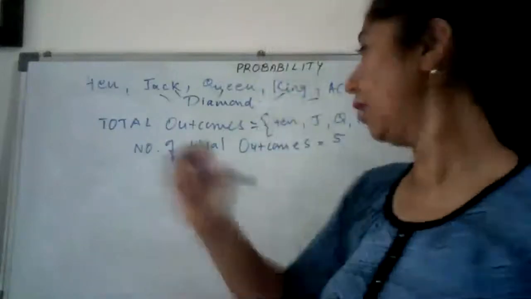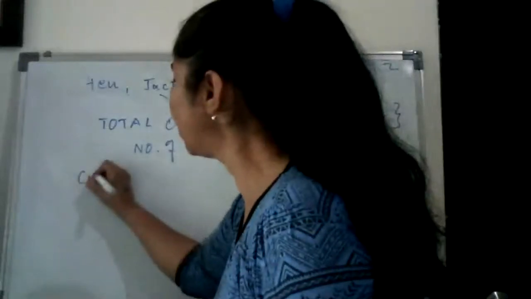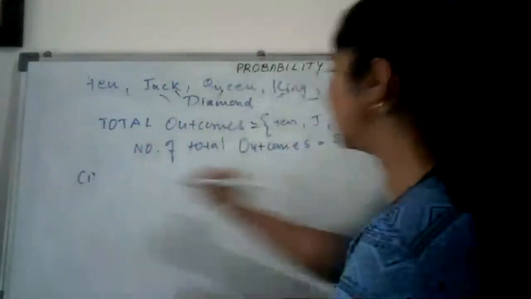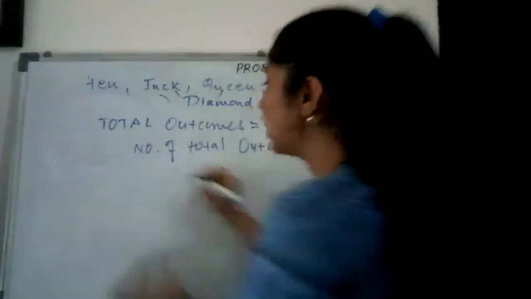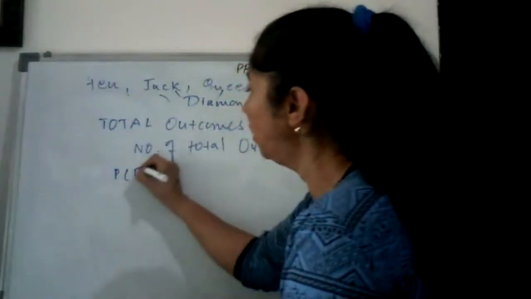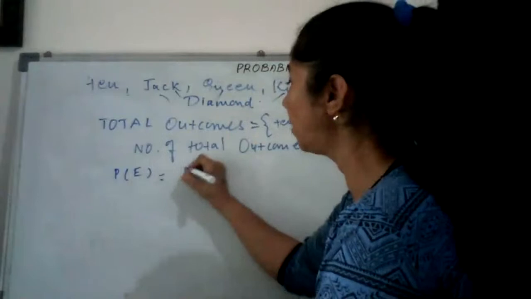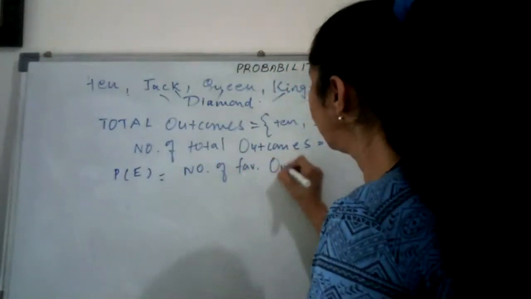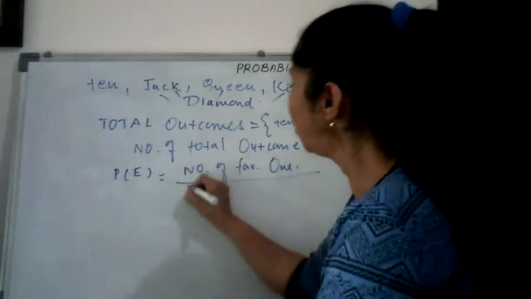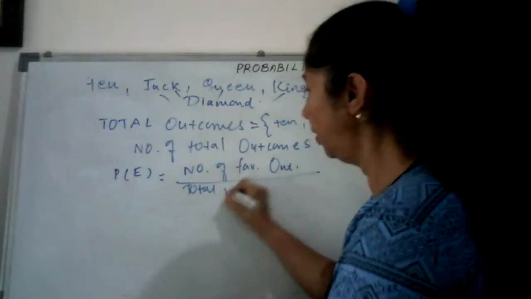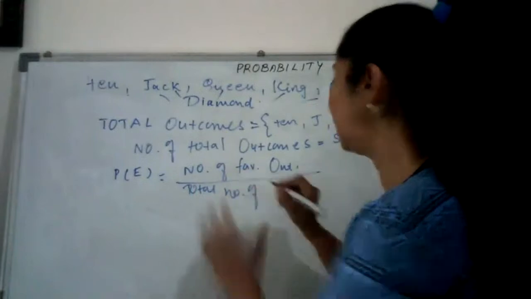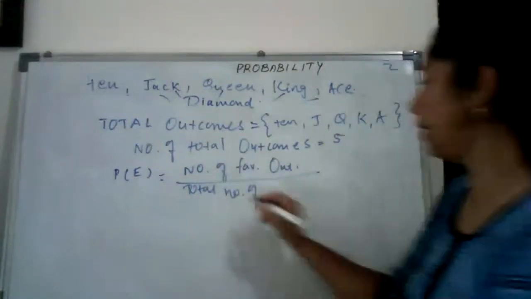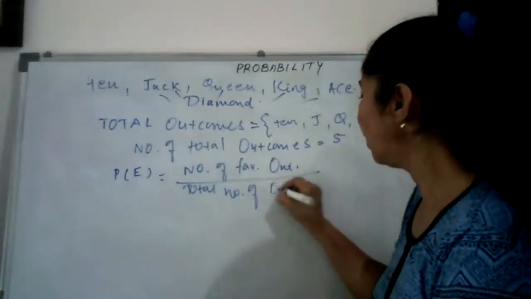Now the question is, what is the probability? The method is, you need to write down the formula. So let's list out the formula before we start with this sum. You know the probability of any event is equal to the number of favorable outcomes to the total number of outcomes, right? You are all aware, so please write down the formula once you write the data.